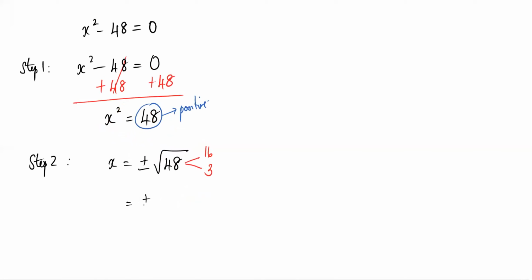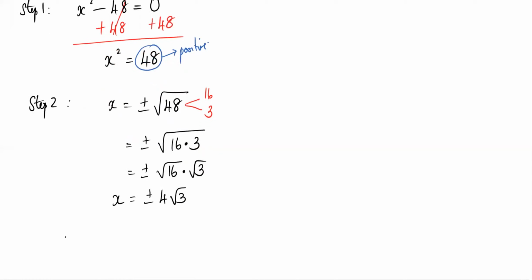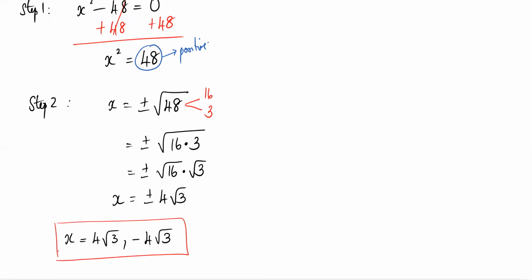All right, so that's plus or minus. So plus or minus is happening outside, so keep tagging that along. 16 times 3: plus or minus square root of 16 times square root of 3. Square root of 16 is 4, so 4 root 3. So x is plus or minus 4 root 3. So go ahead and split them up as positive 4 root 3 and negative 4 root 3.